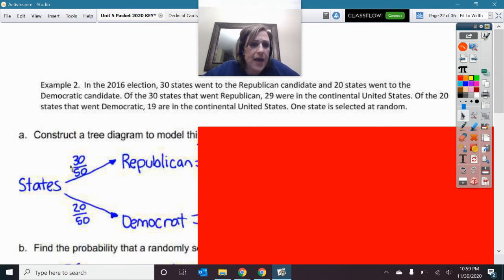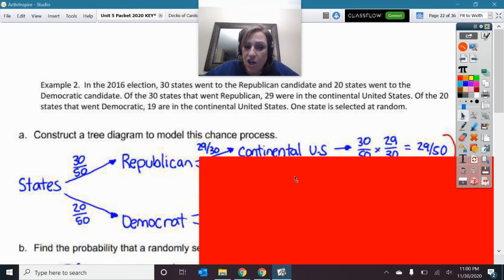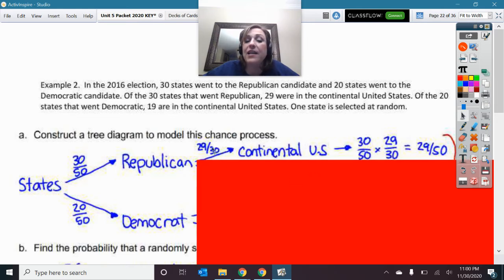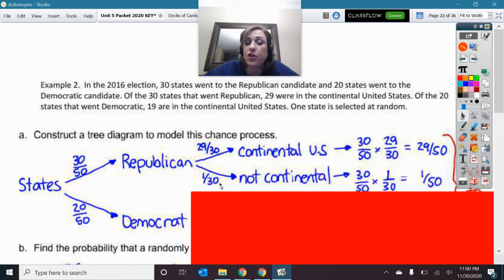We were told here that 3/5 of the time, 30 out of the 50 states went Republican. Of those 30 states, conditional upon you being one of those 30 Republican states, 29 of them were in the continental United States. So 29 of those 30 were continental U.S., and 1 out of those 30 was not continental U.S. Okay? And so then here's those probabilities.